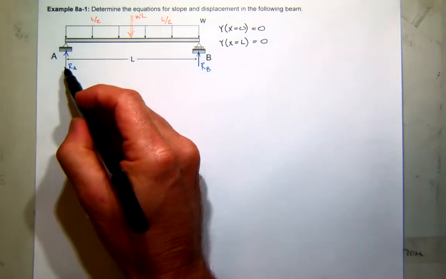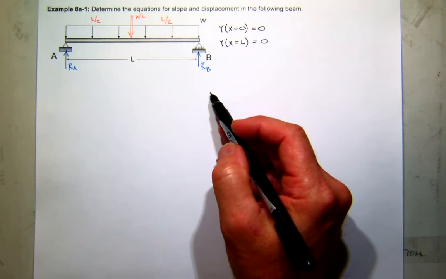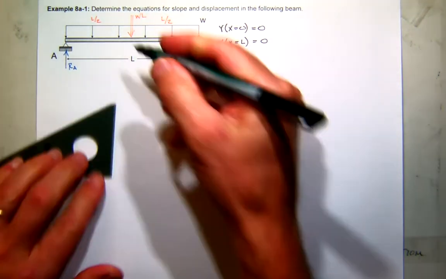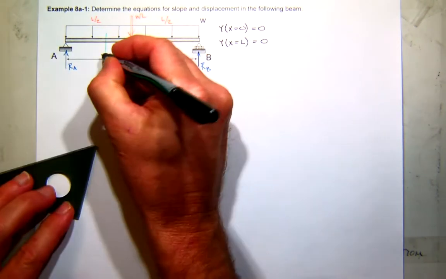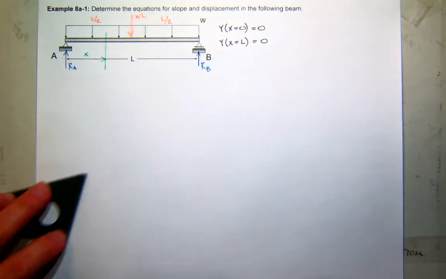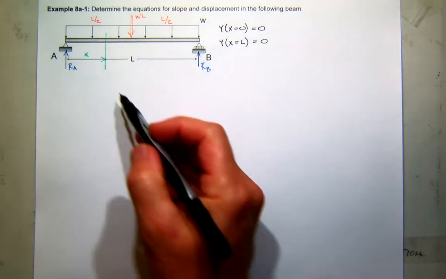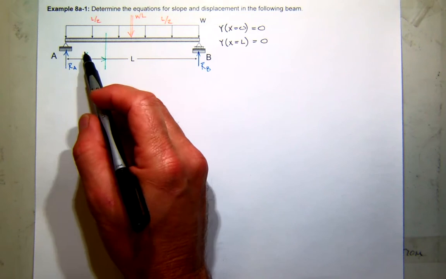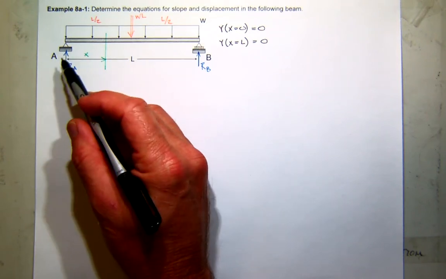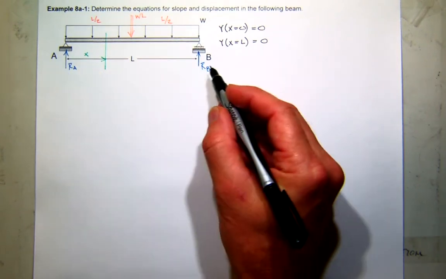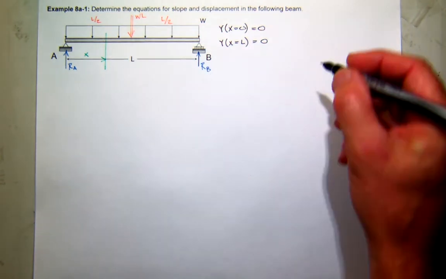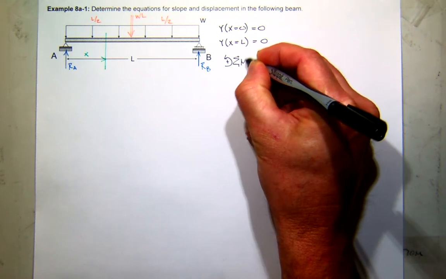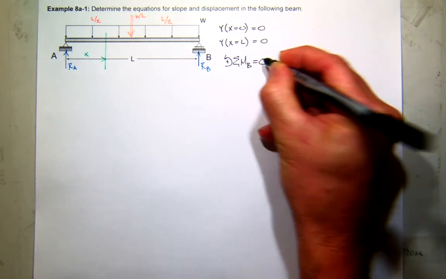So what I'm going to do now is find these reactions. Let's go ahead and think ahead. I'm going to eventually cut this structure and look at it at some distance x to find my moment. In that strategy, do you want to work the left side or the right side? Left side. I think the left side will be easier. So really all I need is the reaction at A right now. To get my reaction at A, I'm going to sum moments at B. So let me come over here and sum moments at B and make sure it's in equilibrium.